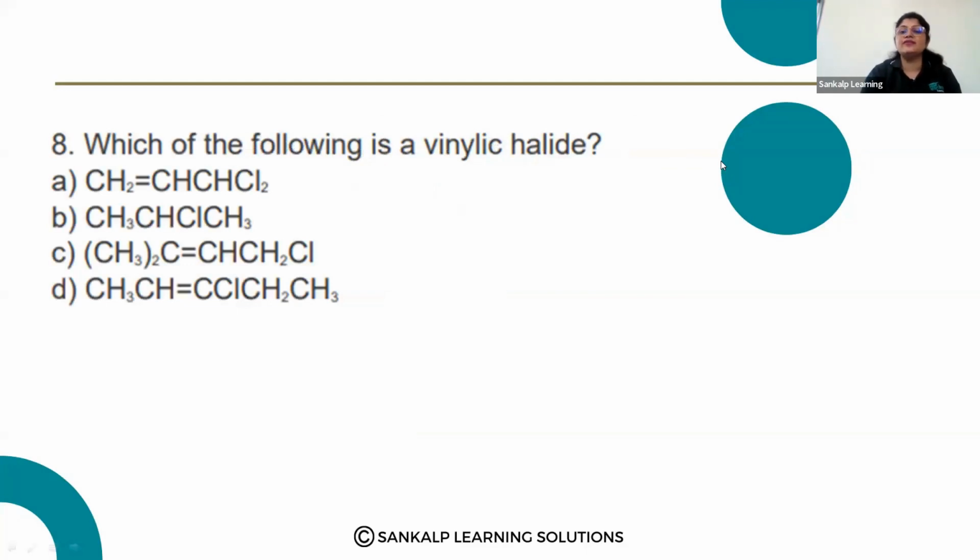Which of the following is a vinylic halide? Now you have to tell which among the following is a vinylic halide. You know what a vinylic halide is? Vinylic halides are compounds in which the halogen atom is attached to a carbon which is sp2 hybridized, of a C=C double bond. So this will be the option. Now seeing this, you have to answer which of the following will be an example of a vinylic halide.